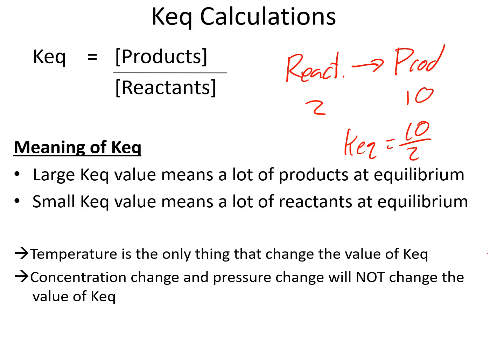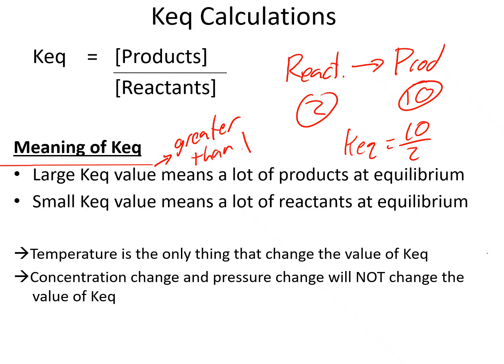And that means that there are a lot of products at equilibrium, right? There's like a 10 to 2. So a large KEQ value just means greater than 1. Okay? That's what a large KEQ value means.